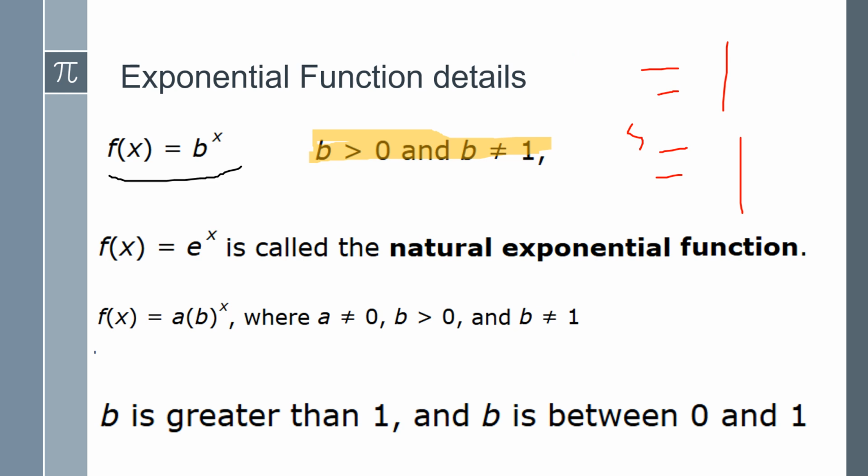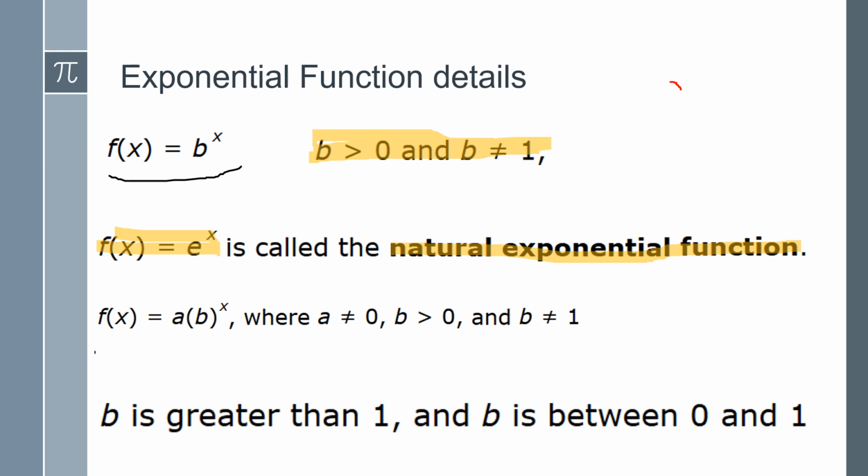Also, a base cannot equal 0, because if it's 0, of course it's undefined. So moving on, the exponential function has an alternative form known as e to the x. E to the x is your natural exponential function. Take very close note of that, all right?